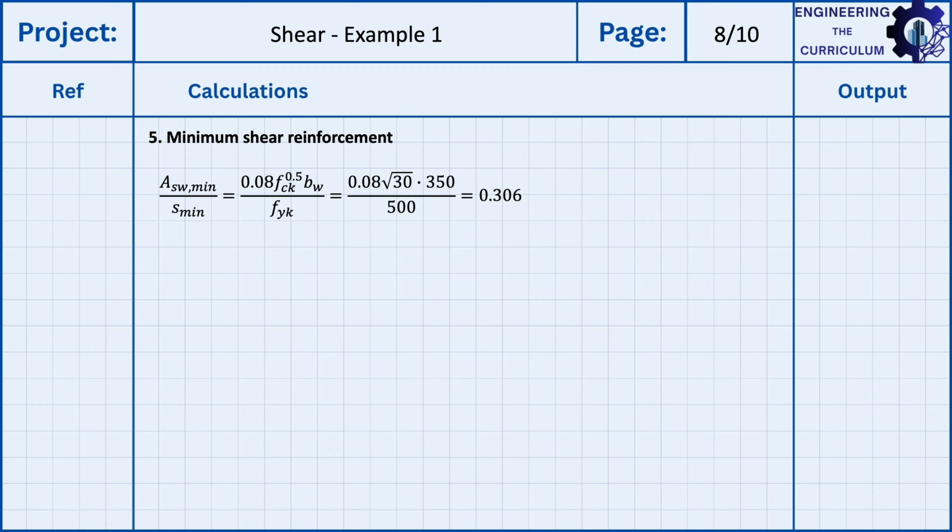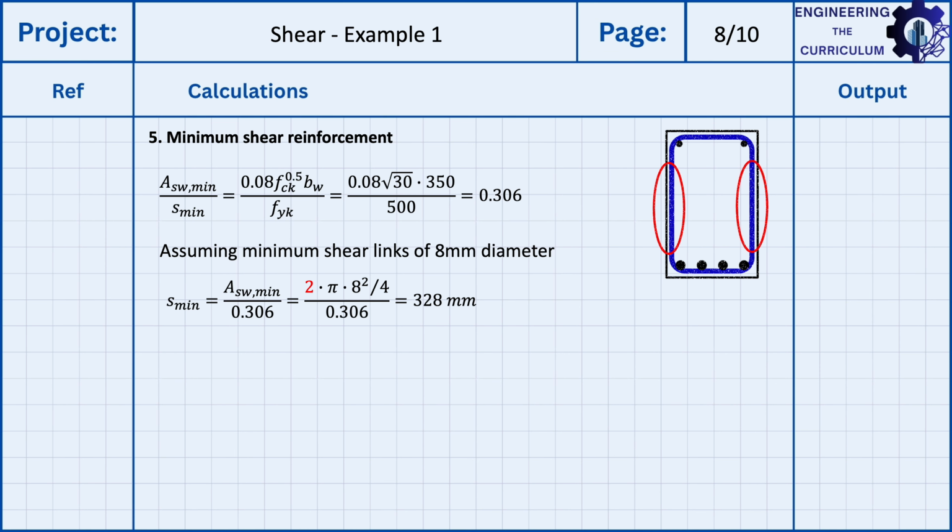Now, this is a ratio, and I have two unknowns here. What is the area of the minimum shear reinforcement, and what is the spacing? So I need to assume something before I can continue. Let's assume that the minimum shear links have a diameter of 8 millimeters. Now, if I assume that, I can isolate s min, so the spacing between those links, and write it as the area of the minimum links divided by that ratio that I just found.